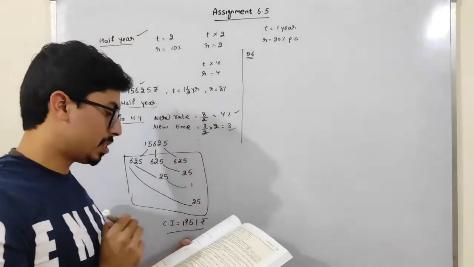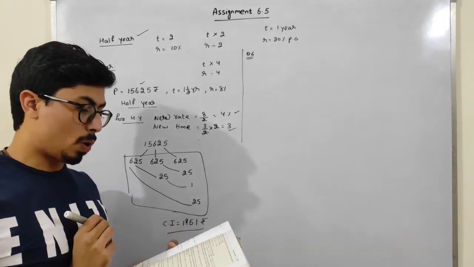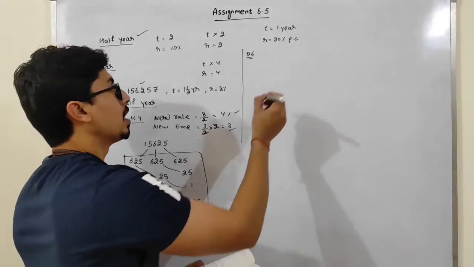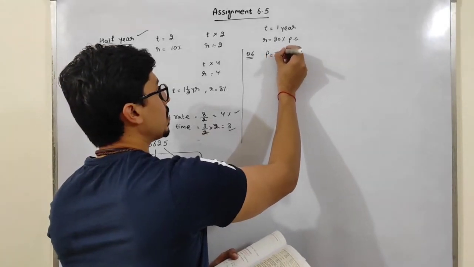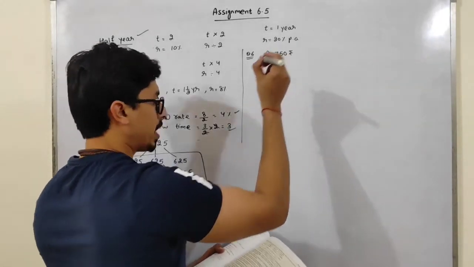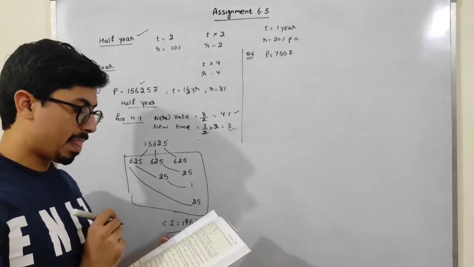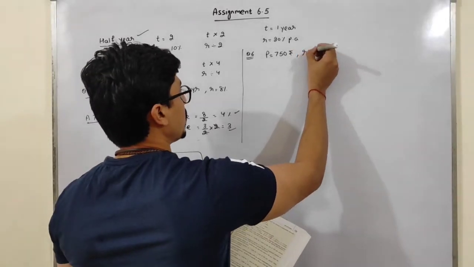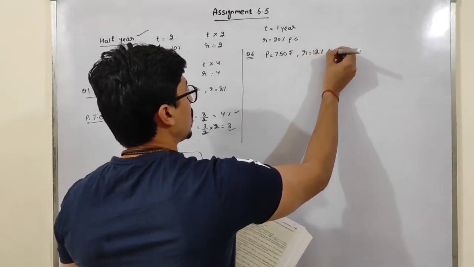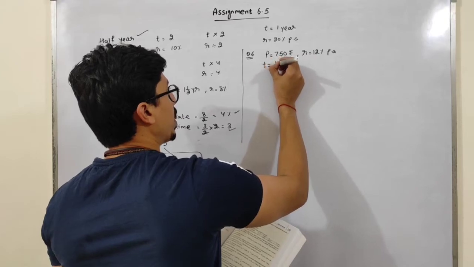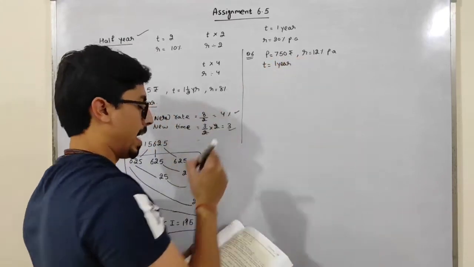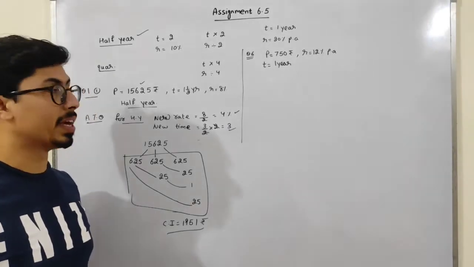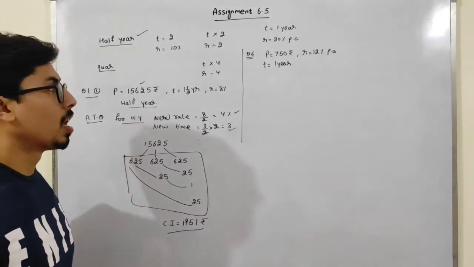See, in question number 6, what is given? I have to find the amount and the compound interest on 750 rupees. Principal is 750 rupees, rate is 12% per annum, time is 1 year, and the interest is applicable half yearly. The half year question is this, according to the question.